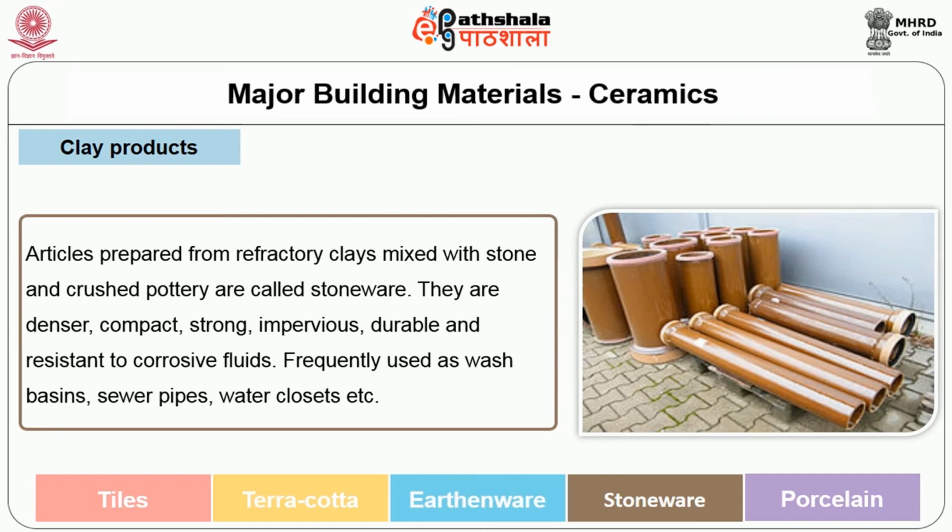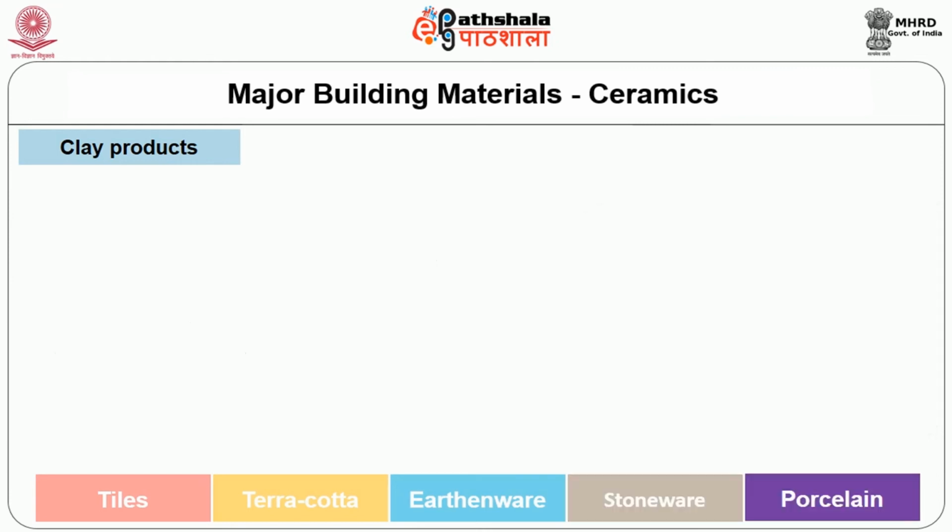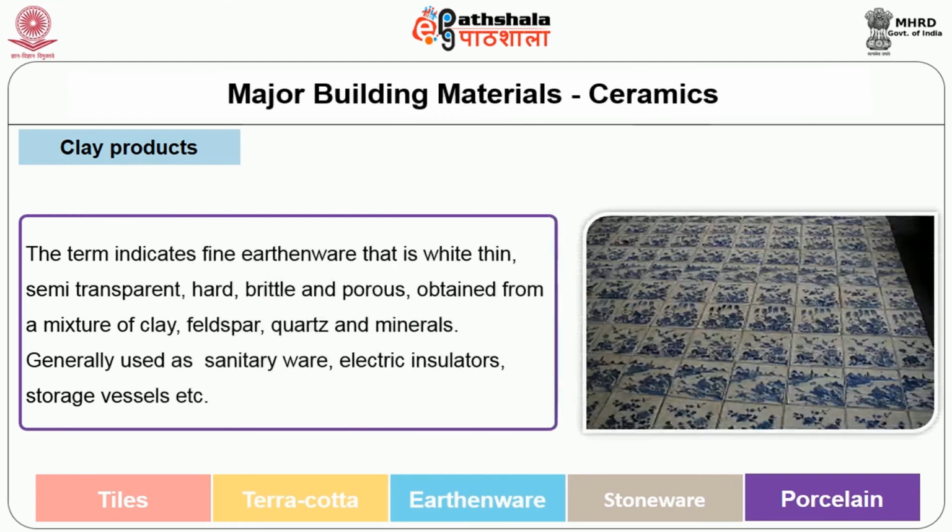They are frequently used as wash basins, sewer pipes, water closets, etc. Porcelain. The term indicates fine earthenware that is white, thin, semi-transparent, hard, brittle and porous, obtained from a mixture of clay, feldspar, quartz and minerals. Generally, they are used as sanitary ware, electric insulators and storage vessels, etc.